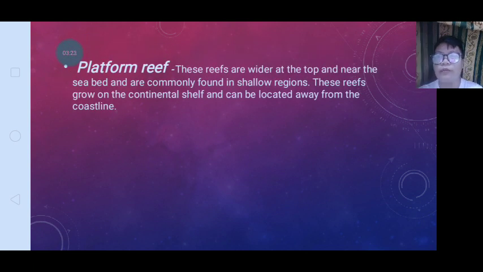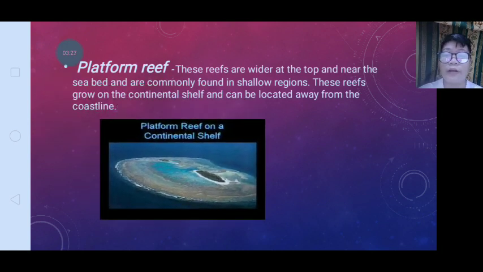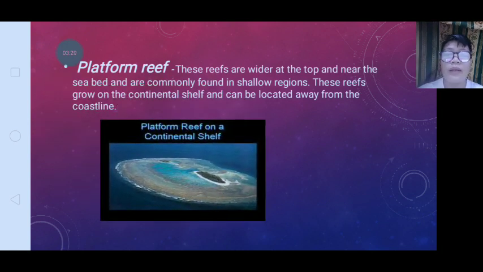Number three is the platform reef. These reefs are wider at the top and near the seabed and are commonly found in shallow regions. They grow on the continental shelf and can be located away from the coastline. These reefs are commonly found within atolls and grow in different shapes based on wind and water flow.